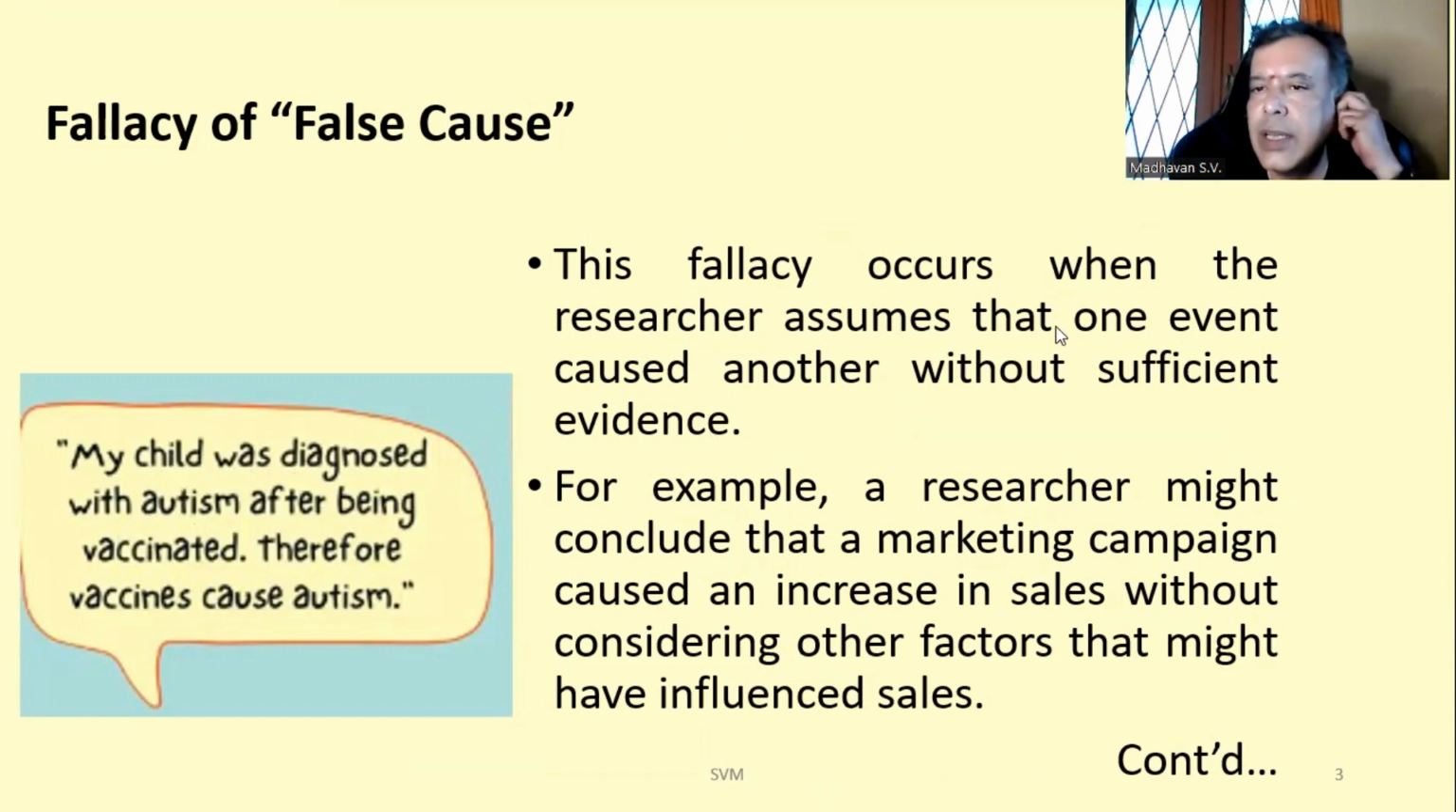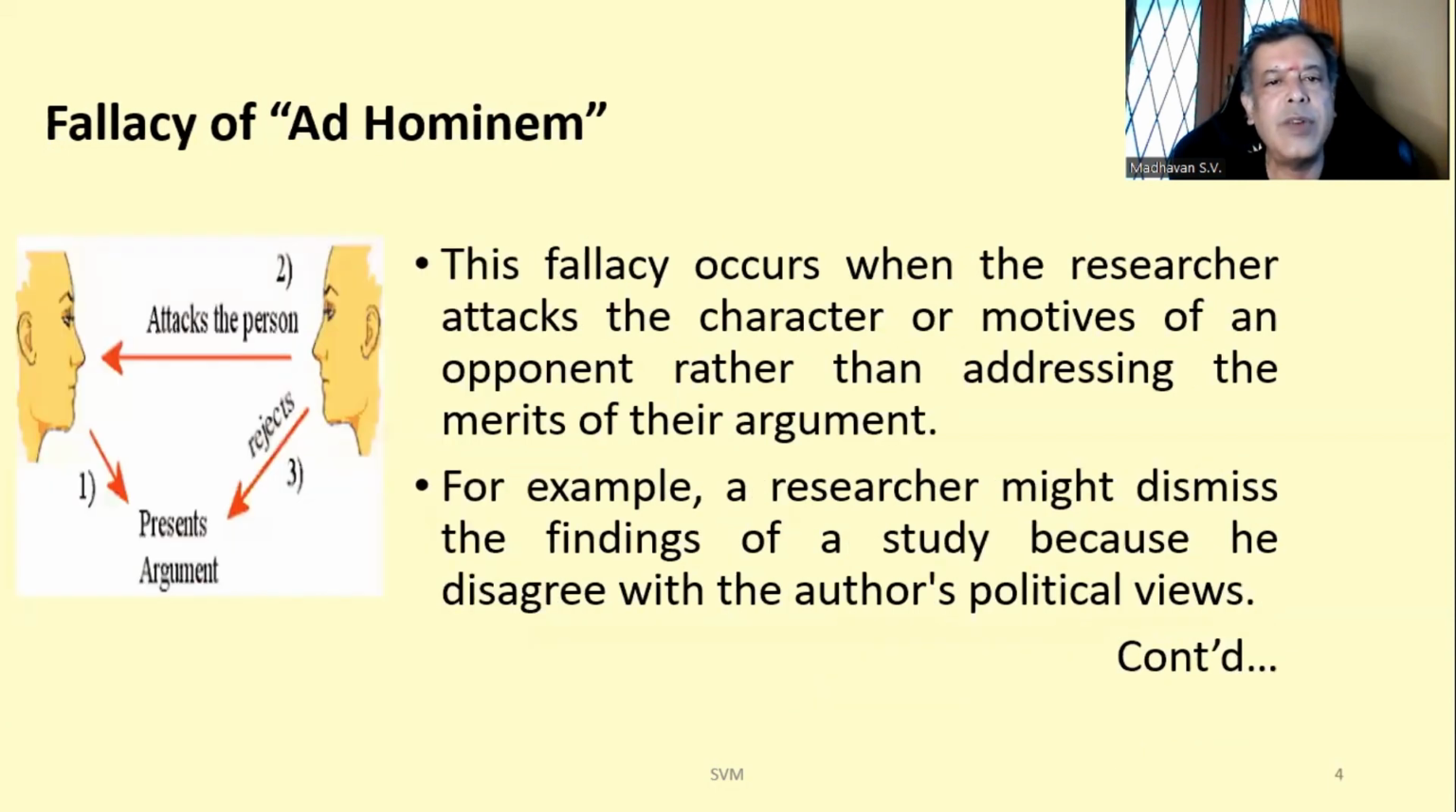This fallacy occurs when the researcher assumes that one event caused another without sufficient evidence. For example, a researcher might conclude that a marketing campaign caused an increase in sales without considering other factors that might have influenced sales. Possibly, quality might have improved, or the competitors' products might not have come in the market, or the service level might have improved, or the competitor service level would have gone down. There may be many reasons, but here the researcher is concluding based on only this marketing campaign that the sales had gone up.